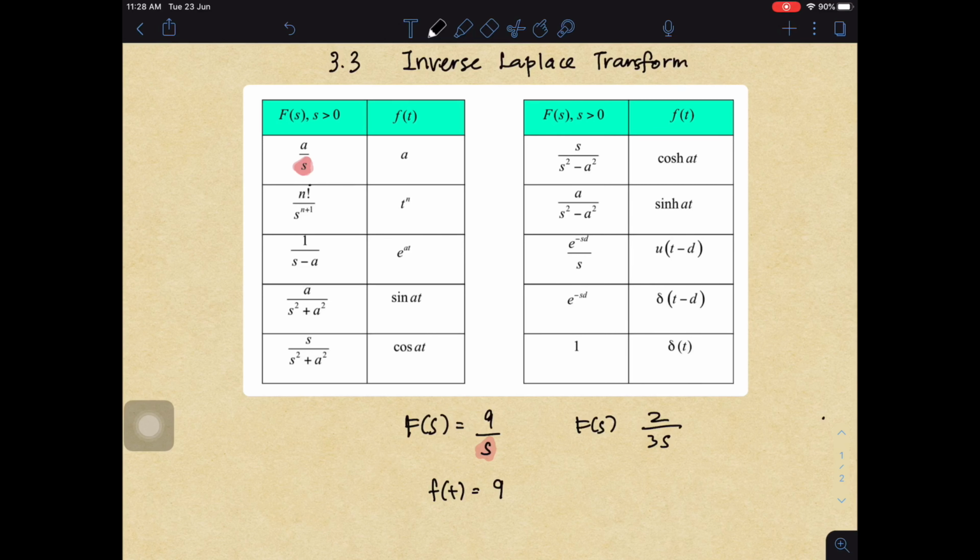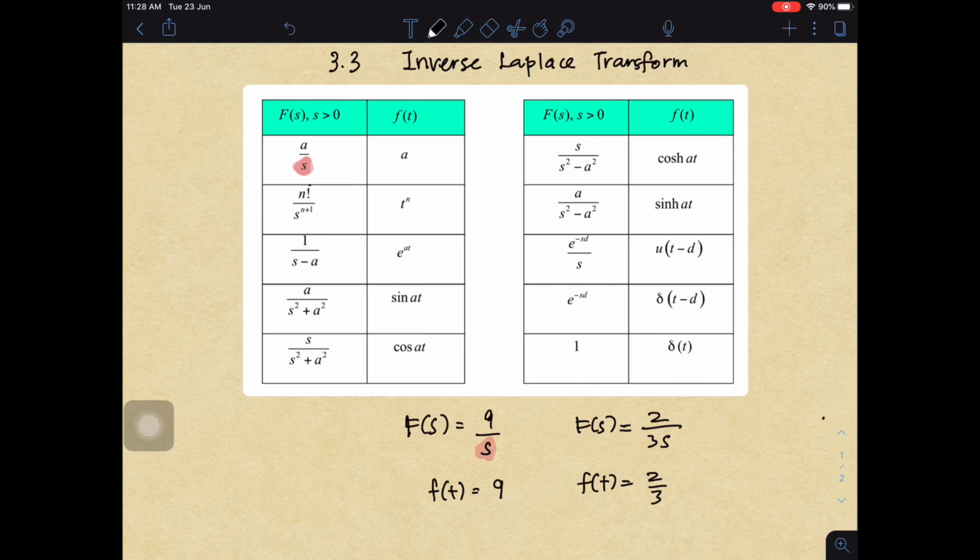If you have F(s) equal to 2 over 3s, for example, your s is to the power of 1, so you know directly this is related to the first function, f(t) equal to constant a. But the constant a is the whole fraction here, 2 over 3. So you will have f(t) equal to 2 over 3. This is for the first one.